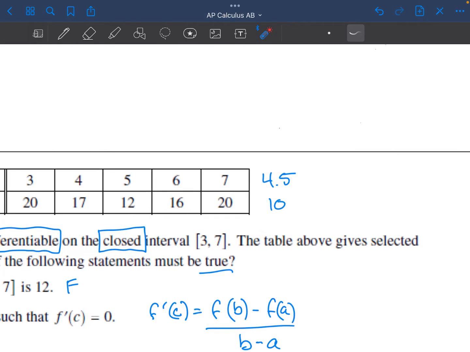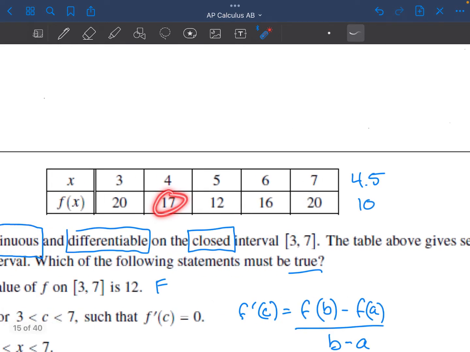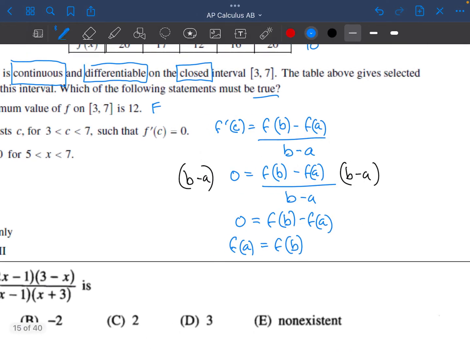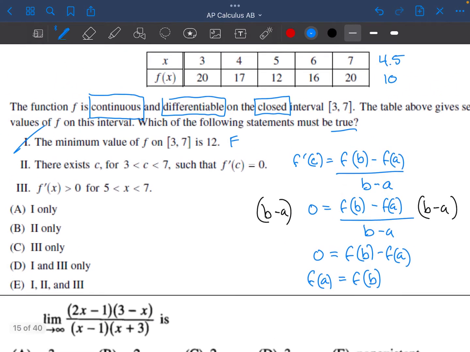I double hit the iPad there, sorry. There's no double of 17, no double of 12, no double of 16, but there is a double of 20, and because of that, this is indeed true. You don't have to say this, but sometimes this is asked in a free response question, so you should get used to this. This is true. Why? Because f of 3 is equal to f of 7. So I'll circle that one.